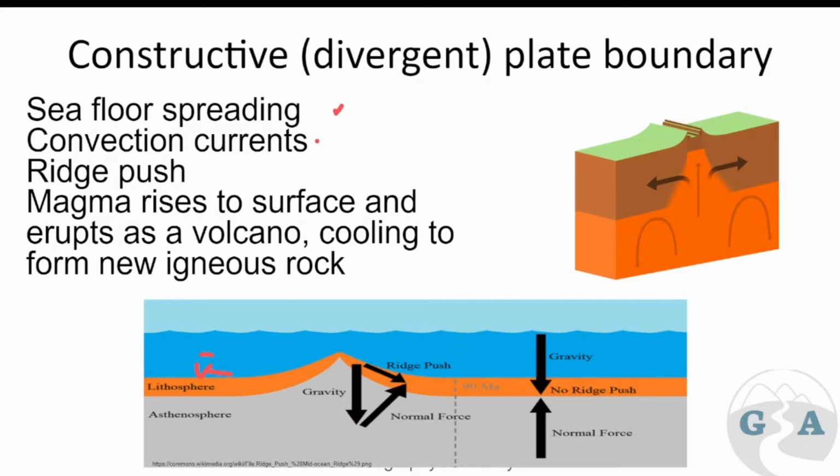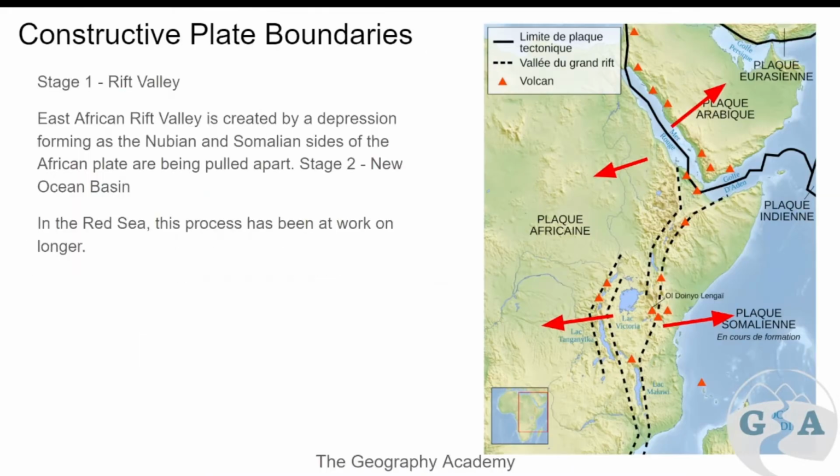Convection currents then are what drives it underneath, and then we've got another force, we should say, is ridge push. So as the new volcanoes form new land, it's going to add weight, which pushes downwards at an angle. Magma rises to the surface and cools as igneous rock. So that is volcanic eruption, but also seismic activity or earthquakes in a constructive plate boundary.